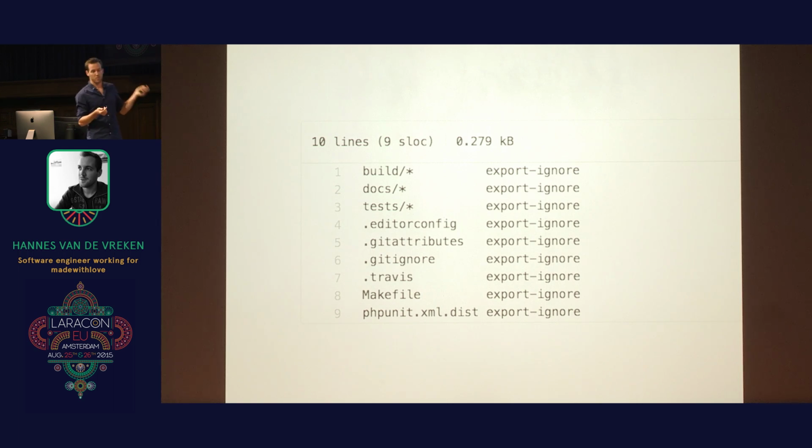So this example is from Guzzle. It has a build folder, a docs folder, a tests folder, and a bunch of config files that don't matter in other people's production or in other people's applications. So you can actually add export-ignore statements on these files. Using the .gitattributes file, you can ignore the .gitattributes file. How meta.